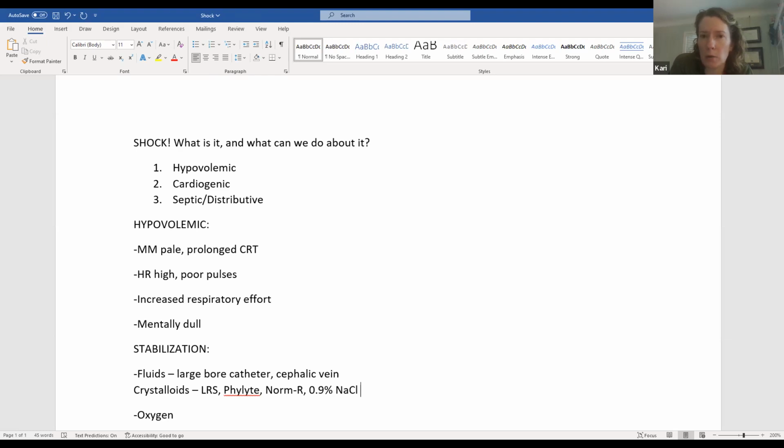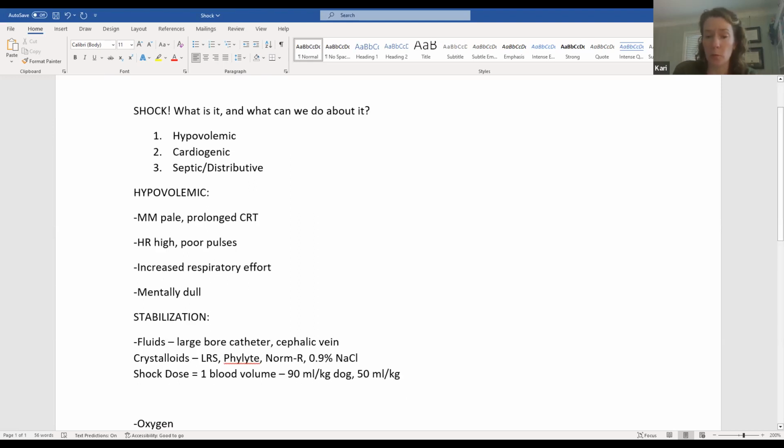Maintenance is always a little bit hard for me because with maintenance fluids, we're thinking a little bit more about volume that we're giving a patient over 24 hours rather than volume that we're giving them for resuscitation. But a shock dose of fluids, as we call it, is equal to 1 blood volume. And yeah, M has got it on there on the notes. So in a dog, that's about 90 mils per kg. And in a cat, it's about 50 or 60 mils per kg. And so that would be a whole blood volume for one of those patients.